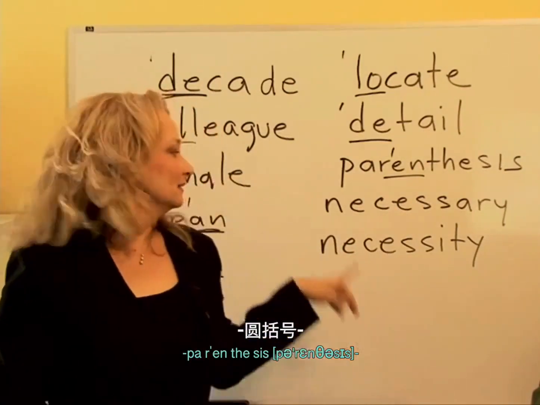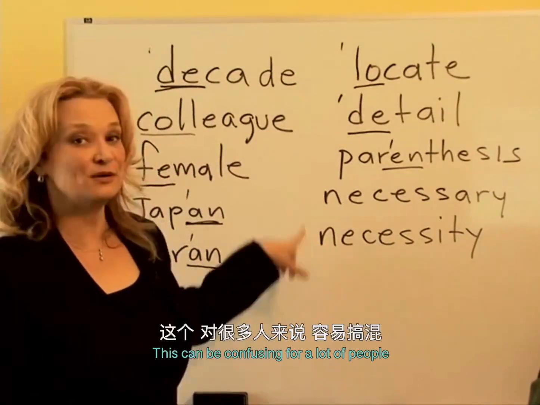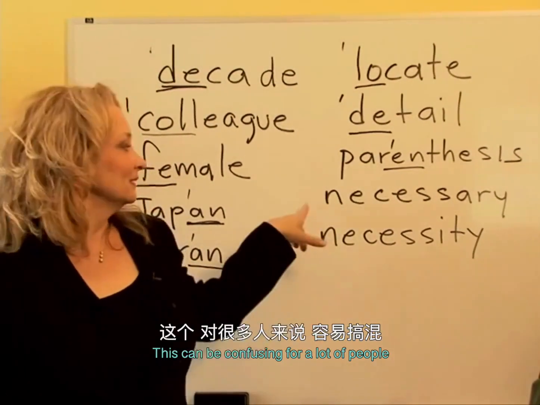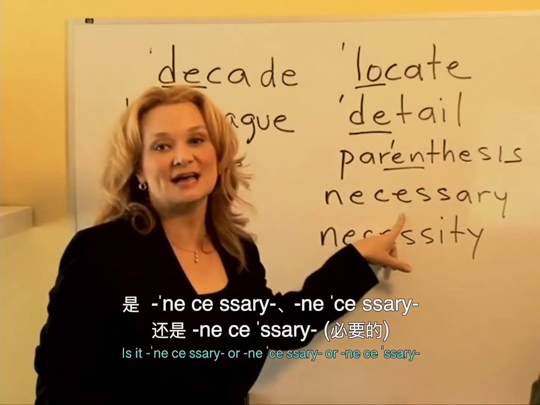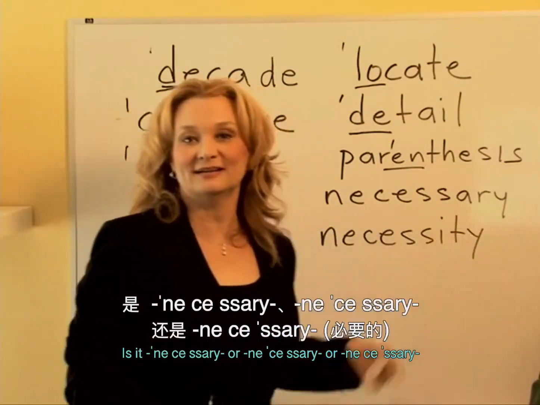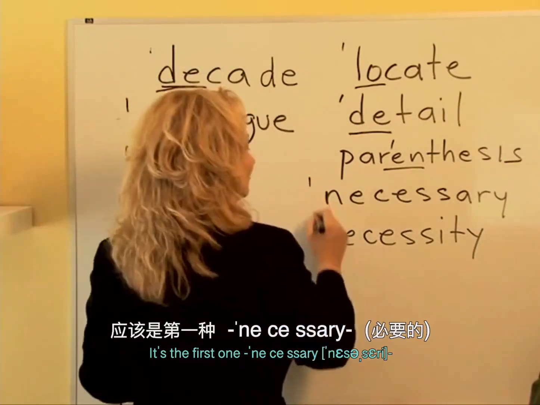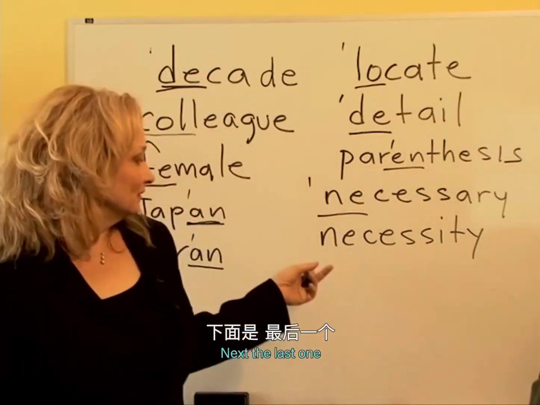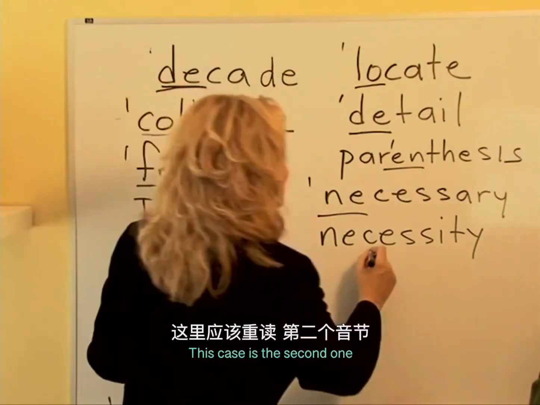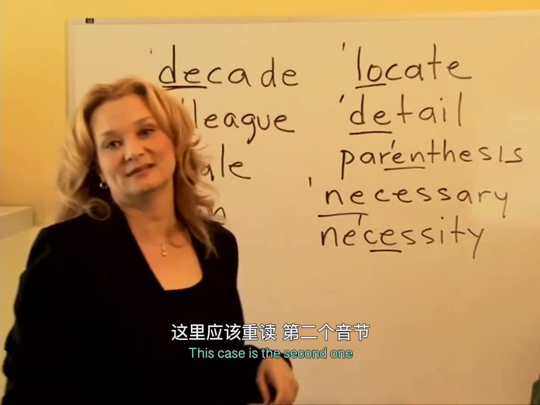PaRENthesis. Next one, these can be confusing for a lot of people. How did you say this one? Is it NEcessary, neCESsary, or necesSARy? It's the first one. NECessary. Let's do the last one. NeCESsity. In this case, it's the second one.